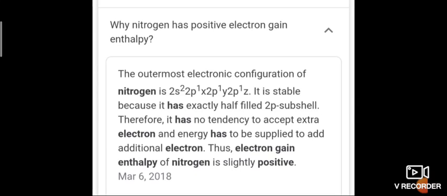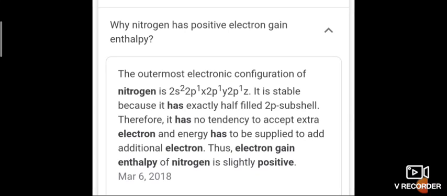So the electron gain enthalpy of neon is more than that of argon. Why? Because neon has a completely filled configuration, that is 1s2, 2s2, 2p6. All the shells and subshells are completely filled, so it doesn't want any electron, and that much energy has to be supplied to keep an electron in another shell. So it has more positive electron gain enthalpy.